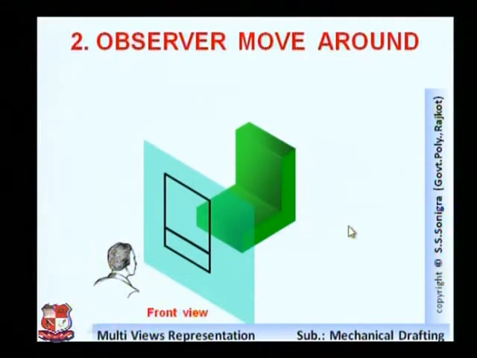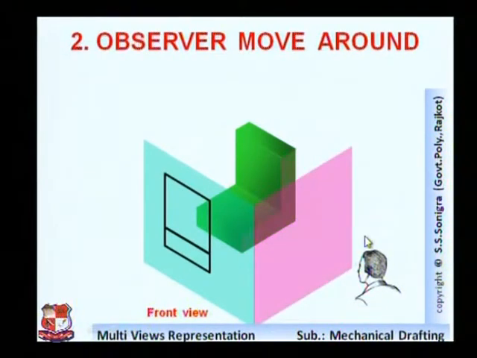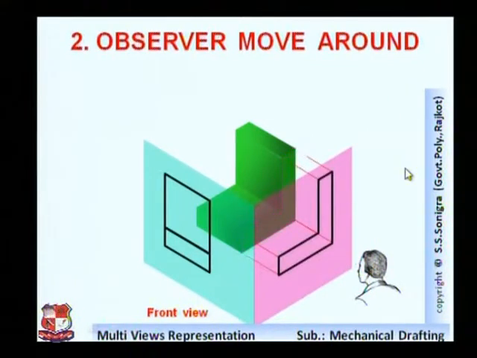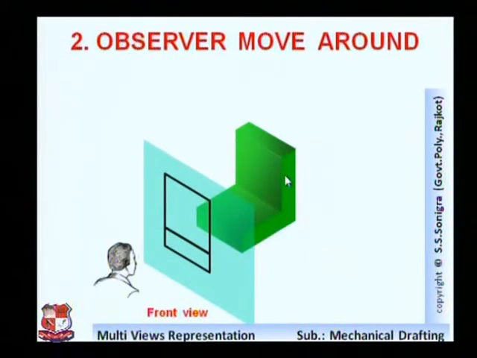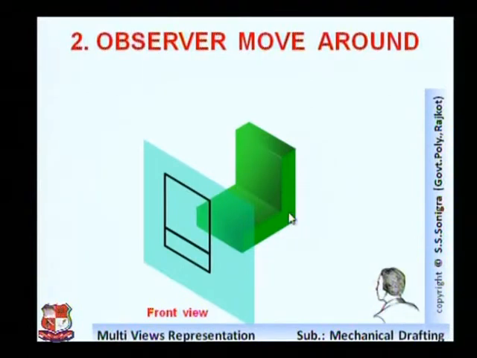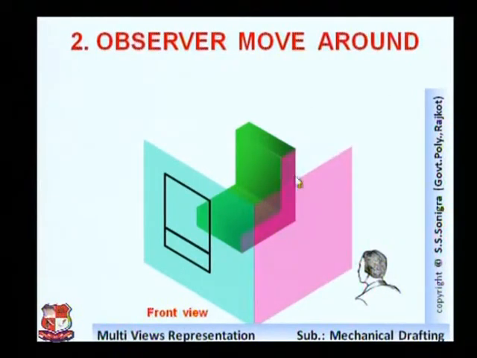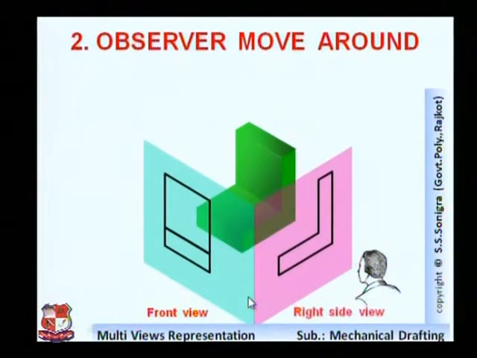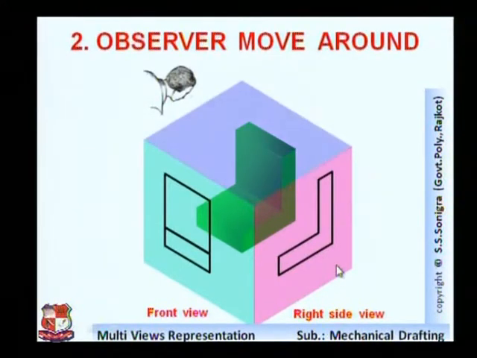Now to draw its side view, the observer has to move from here to here. To draw its side view, do the same procedure. Put a projection plane over here and take projections from here. This is an object. We take projection from this. So these would be the projections, and an L shape would appear as the right side view of this object.